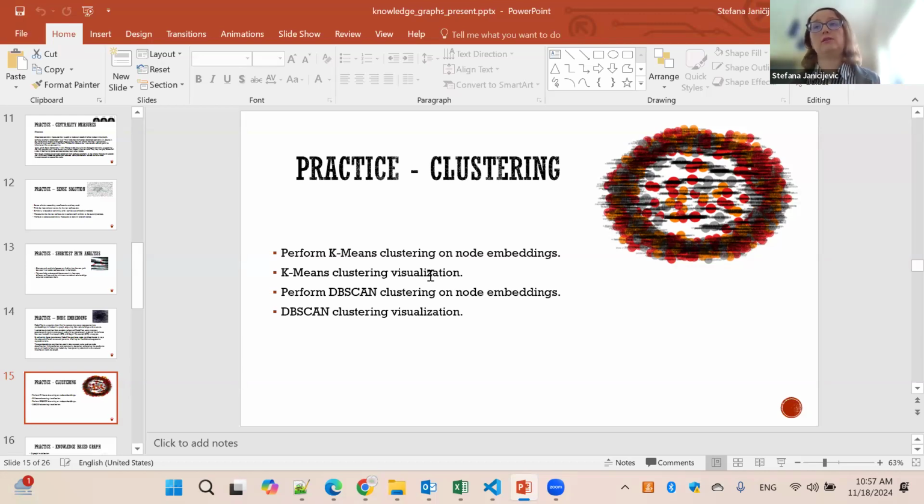So if we can cluster senses, we can very easily assign new indicators to the clustered collocations. We are performing k-means clustering on node embeddings. We do k-means clustering visualization, perform Bayesian clustering on node embeddings, and the Bayesian clustering visualization.